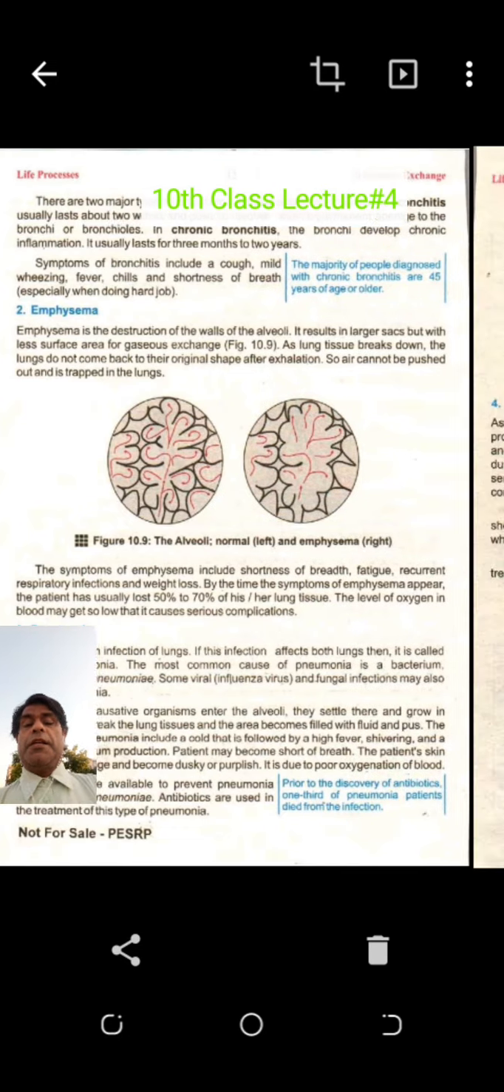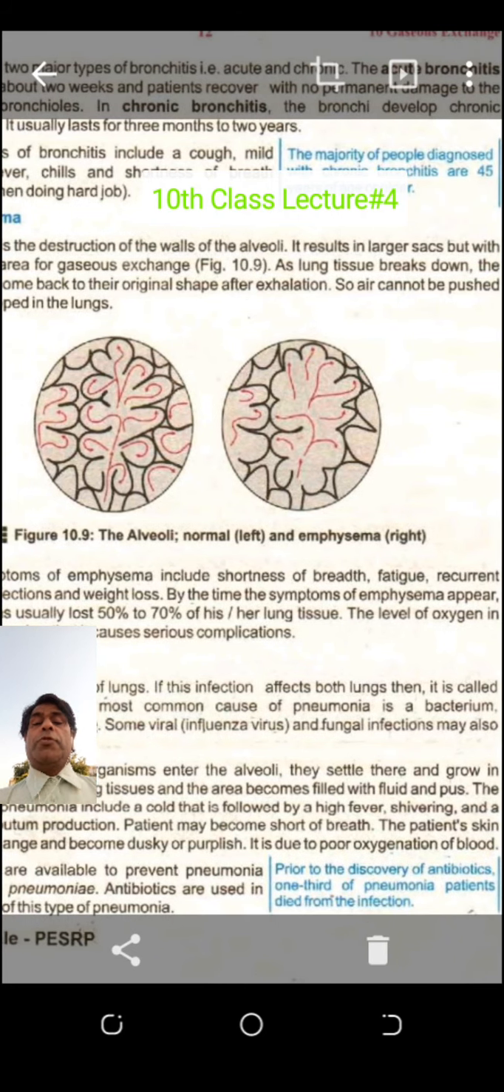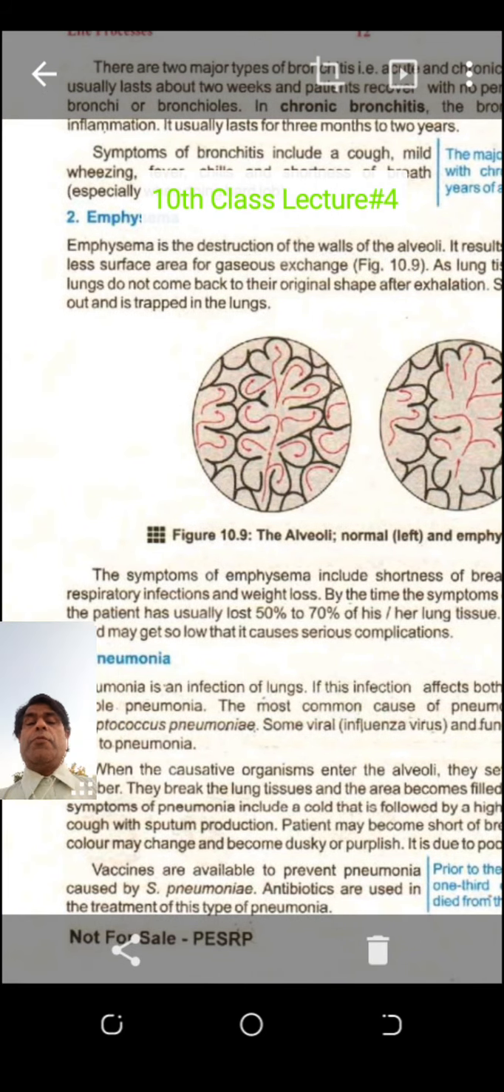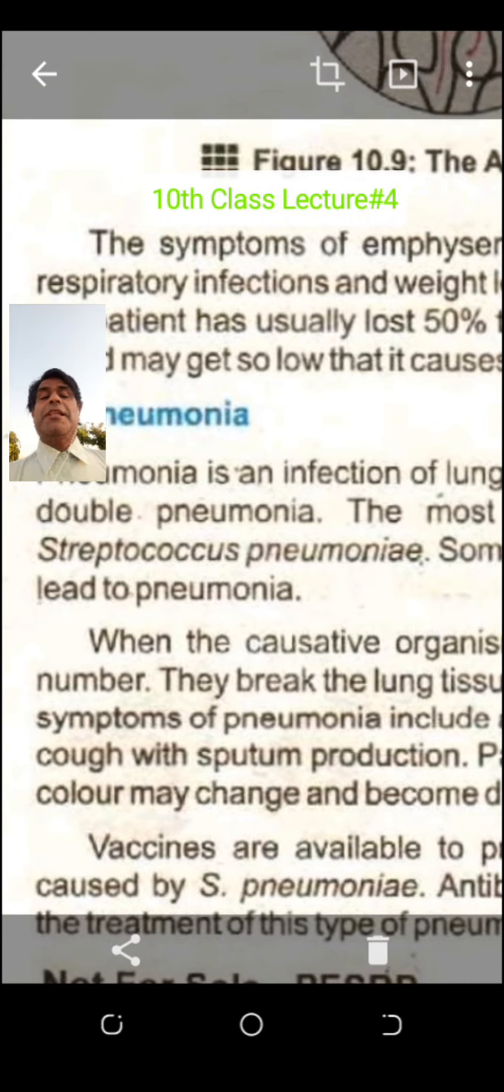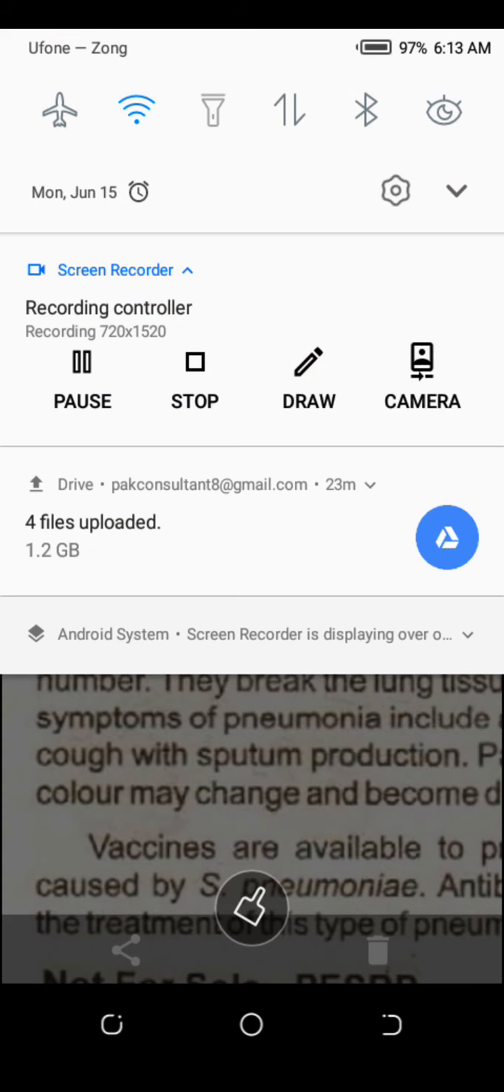Now another point I want to share: infection in the lungs. So it means there are many infections. Infection in the lungs is called pneumonia, P-N-E-U, pneumonia. It is caused by bacteria, and the bacteria's name is Streptococcus pneumoniae.